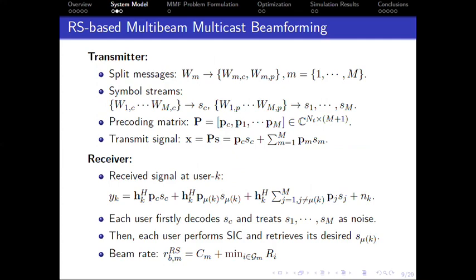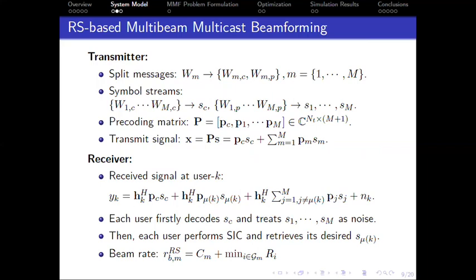There are M messages intended to each beam, in line with the multicasting of frame-based precoding. Each message is split into a common part and a private part. All the common parts are packed together and encoded to a common stream at C, while all the private parts are encoded into private streams. The precoding matrix P is an NT by M plus 1 matrix.